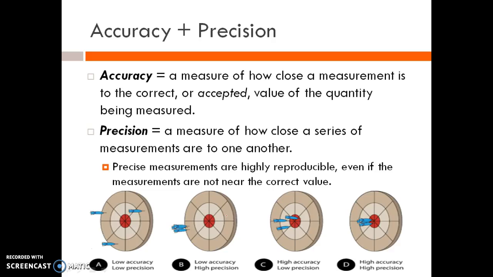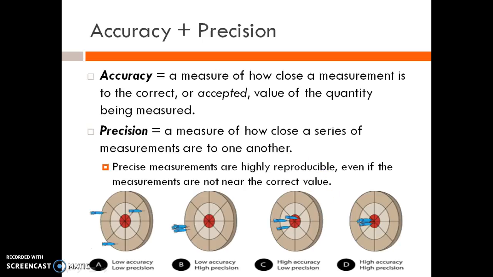So there's density. Let's talk a little bit more about accuracy and precision. Accuracy, remember, is a measure of how close a measurement is to the correct or accepted value of a quantity being measured. Precision is a measure of how close a series of measurements are to one another. Precise measurements are going to be highly reproducible even if the measurements are not near their accurate or correct value.